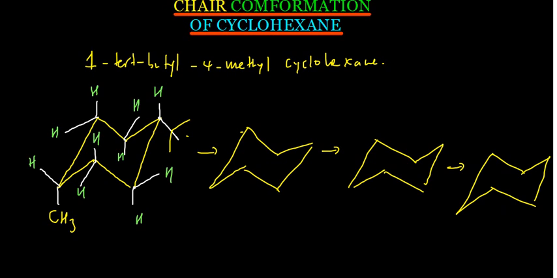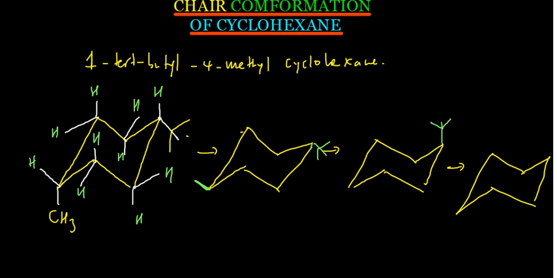Alright, so it is like this. So for this one, I've put the tert-butyl on the equatorial. Now let me still put it on the equatorial, the tert-butyl. But what I'm going to just change is the methyl. Let me put it this side. And then let me change the tert-butyl. Let me put it on the axial.